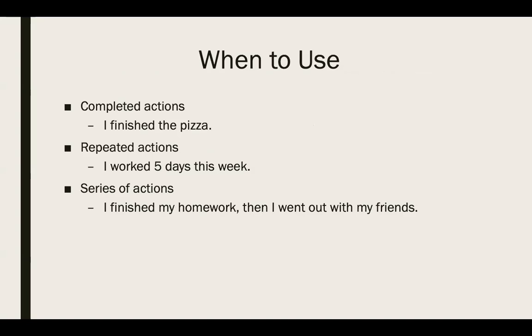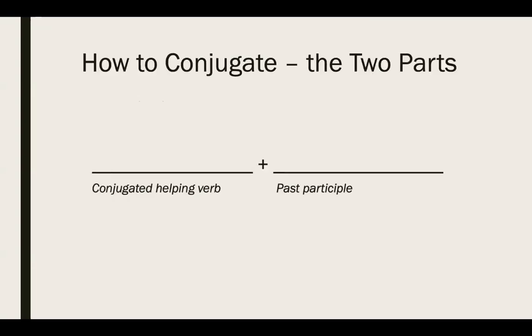So when to use it: you're going to have three main reasons for using the passé composé, and they all revolve around this concept of completed actions. For example, I finished the pizza. That's something that has already been done. That's the same case for repeated actions, so I worked 5 days this week, and again for a series of actions, which would be I finished my homework, then I went out with my friends.